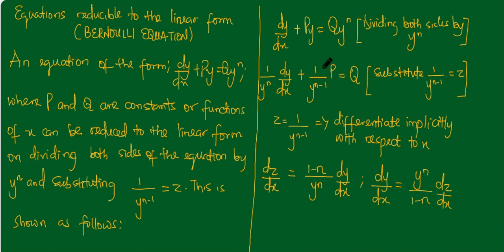Using the laws of indices there, y^1 divided by y^n, we have 1/y^(n-1) into brackets P, multiplied by P is equal to Q, because we've divided this by y^n too. So now on substituting z as 1/y^(n-1), we have dz/dx equal to (1-n)/y^n multiplied by dy/dx. And as such, we can make dy/dx the subject of formula in this equation. So we have dy/dx equal to y^n/(1-n) multiplied by dz/dx.